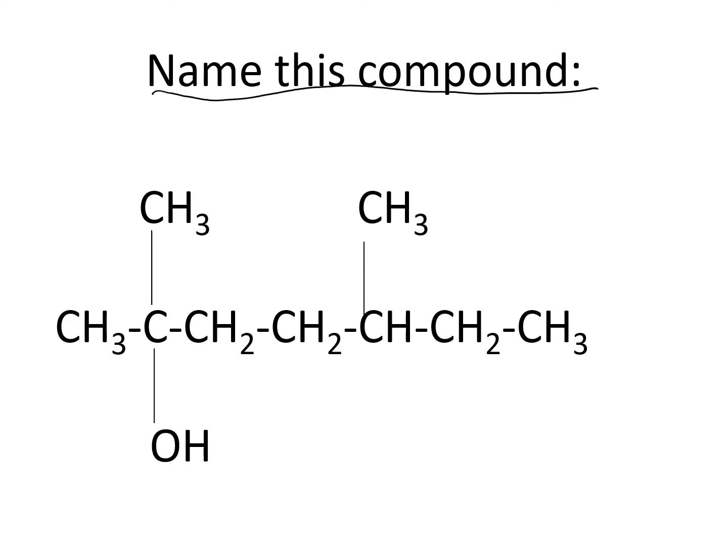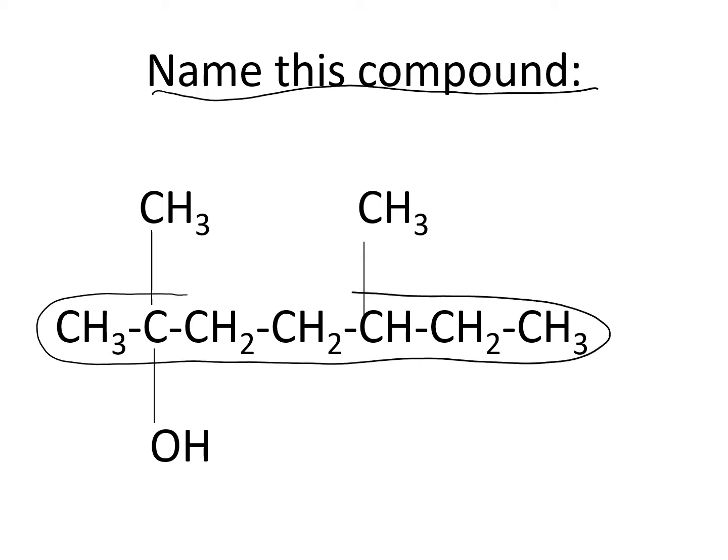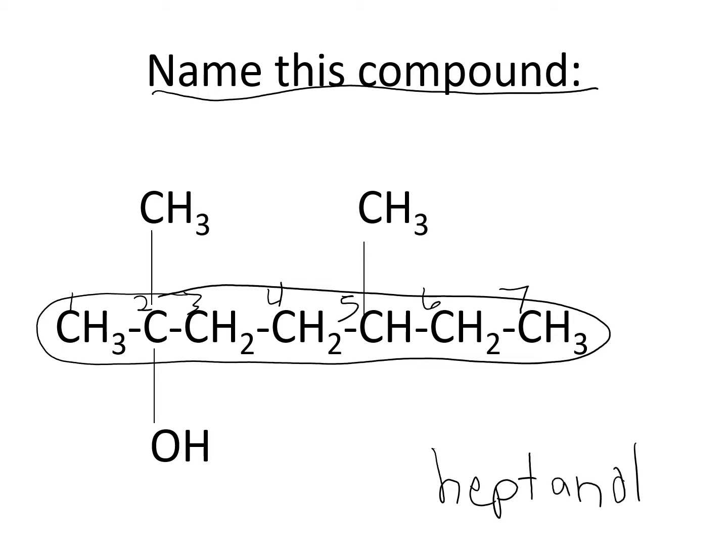Name this compound. Let's start by finding the longest chain that includes the carbons that are attached to the hydroxyl group. So in this case, we can go straight across and count our carbons. So we know how to name our parent. We have 7 carbons going straight across, so the name of the parent would have been heptane. We drop the E and add OL, so heptanol is the name of the parent.